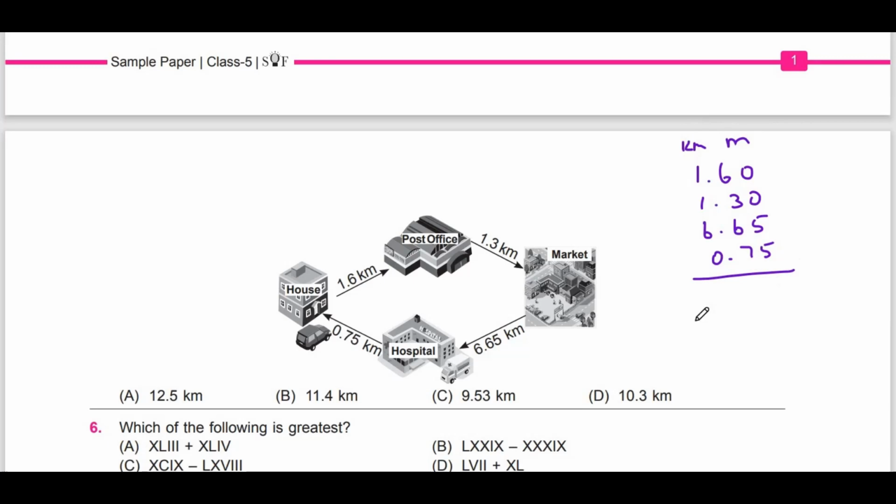Now let's add them up because they have asked us total. So 5 plus 5 is 10, carry over 1, and when we add all this we get a 3 here and we have a carryover of 2. So we get a 10 here. So it is 10.30 or 10.3 kilometers. So this is our final answer. Option D is our right answer. This is a very easy question. You just need to add up the distance traveled.